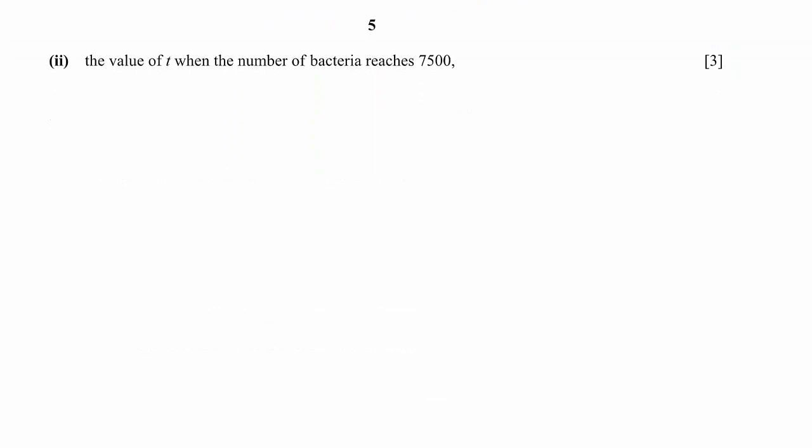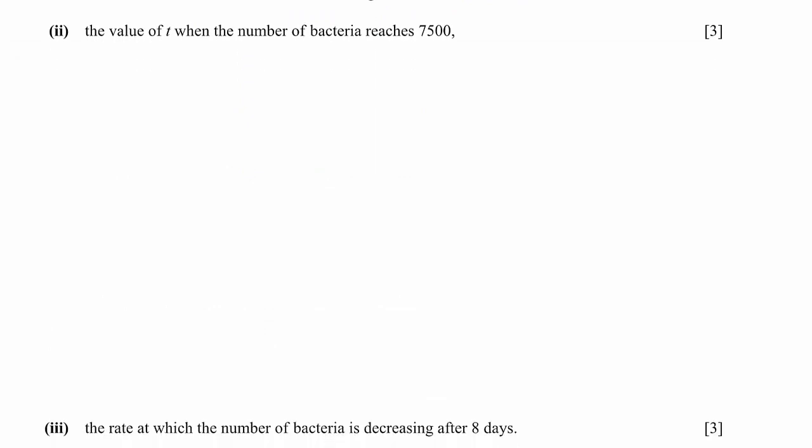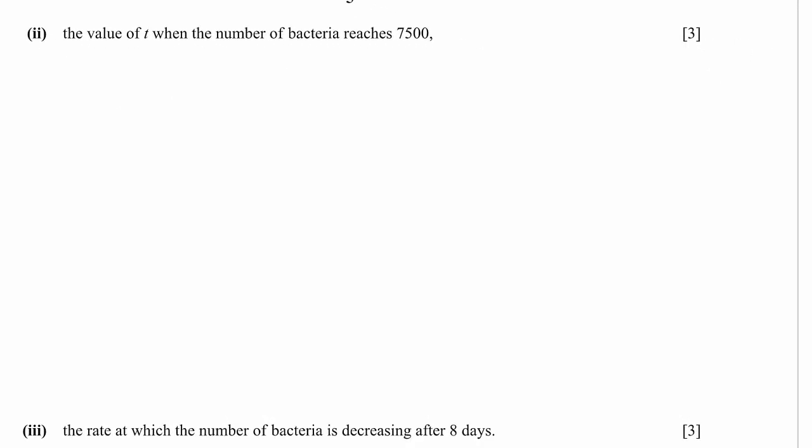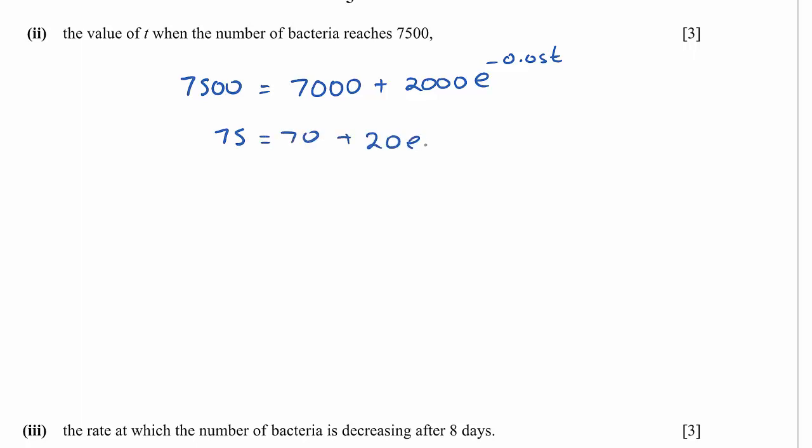So let's look at part 2. The value of t when the number of bacteria reaches 7,500. So 7,500 will be equal to 7,000 plus 2,000 e to the negative 0.05 t. So we've got to solve this equation basically. Well, the first thing is we can divide through by 100. So 75 is 70 plus 20 e to the negative 0.05 t.